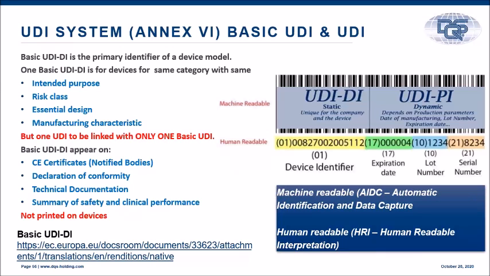So one basic UDI-DI is for devices of the same category with the same intended purpose, risk class, and essential design and manufacturing characteristics. If they all have the same, then you can have them under one UDI-DI. And the CE certificates will have the UDI number, UDI label, and UDI pattern also put into the certificates, and also under the declaration of conformity it is required, and it is also to be put in your technical file and summary of safety and clinical performance. So that is all required to be there.